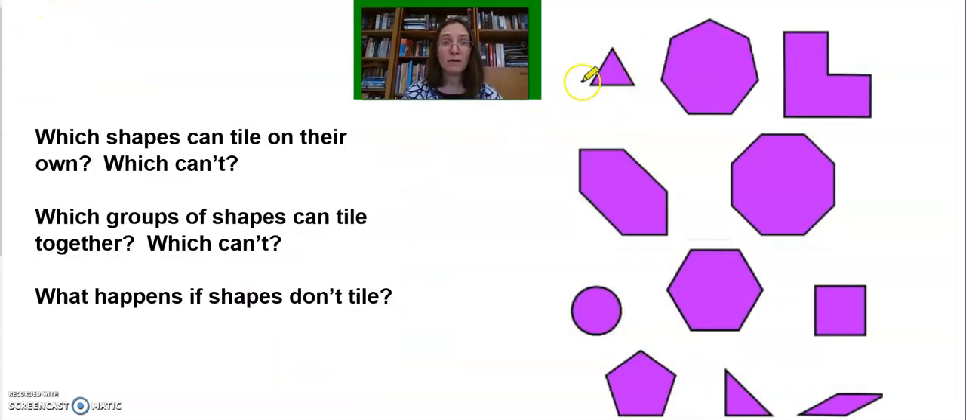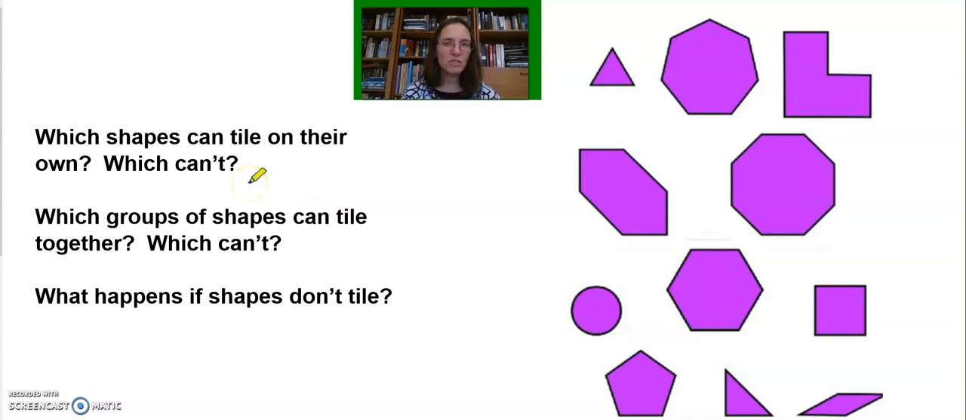Will the equilateral triangle do it on its own? Will this septagon, 1, 2, 3, 4, 5, 6, 7-sided regular polygon, ooh, so exciting, will this tile on its own? How about this interesting irregular polygon? I don't know. I don't even know what you call this one, but I would love to play with it. Maybe I will get to this week. So some of these will tile on their own and some won't.